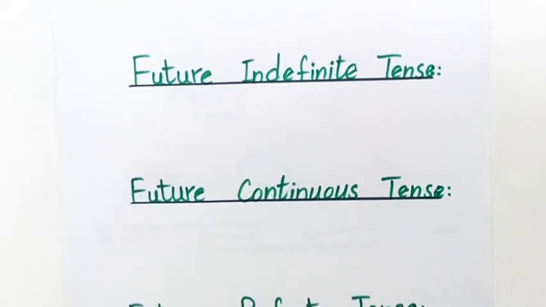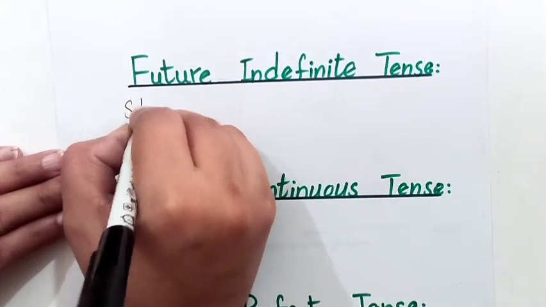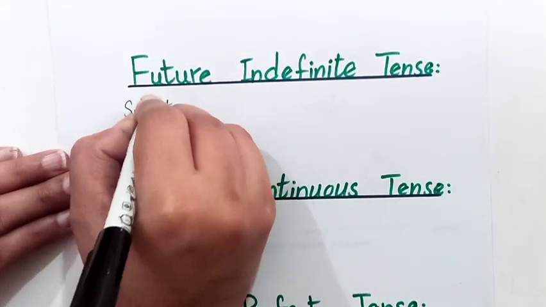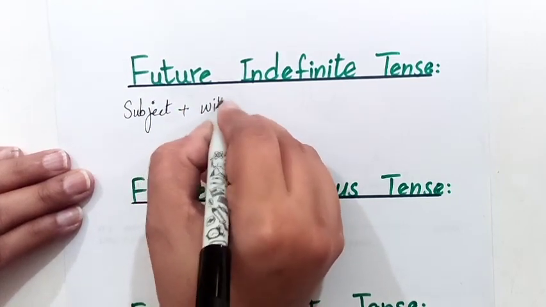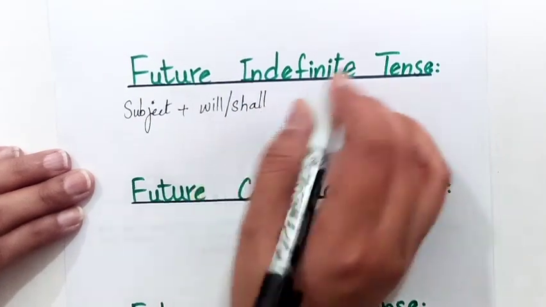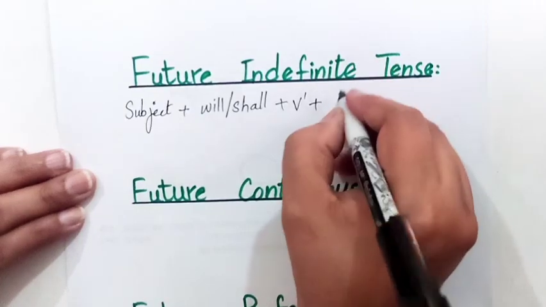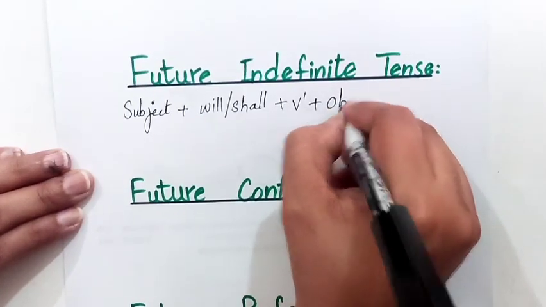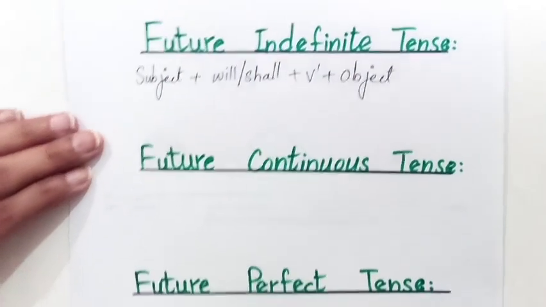Now, we will write the formation of future indefinite tense. It is also called future simple tense. The formation is subject plus will or shall. We use the word will or shall according to our subject, plus V1, that is first form of verb, plus object.